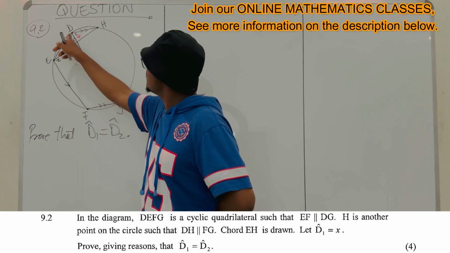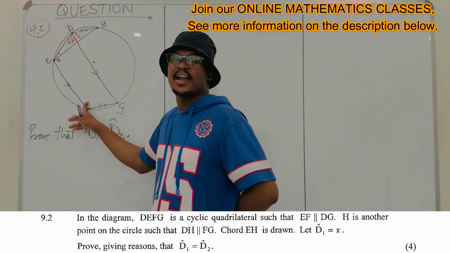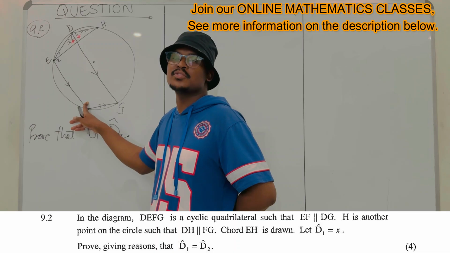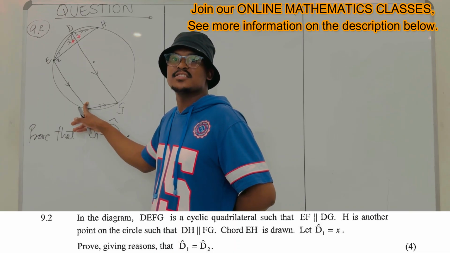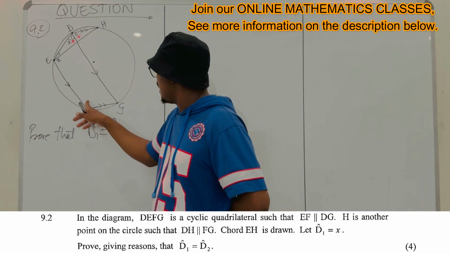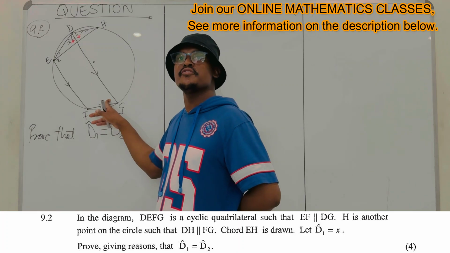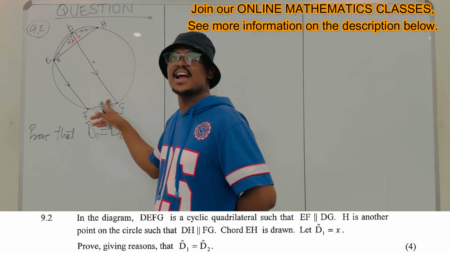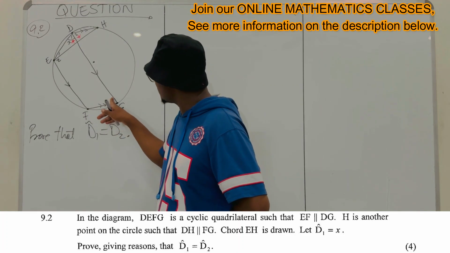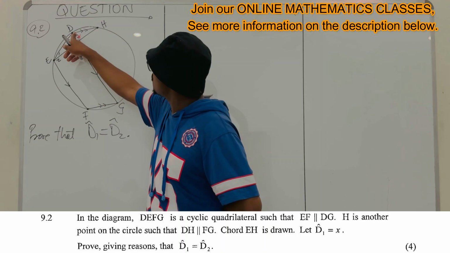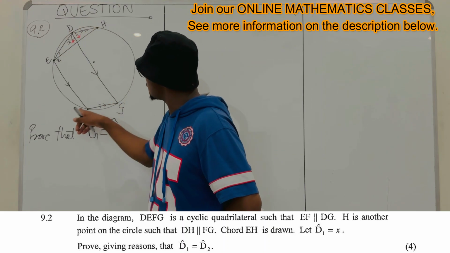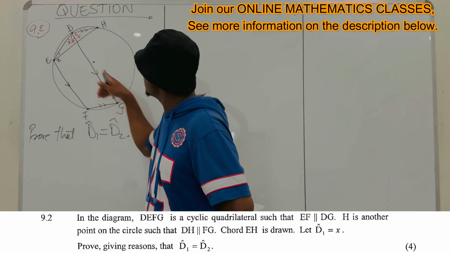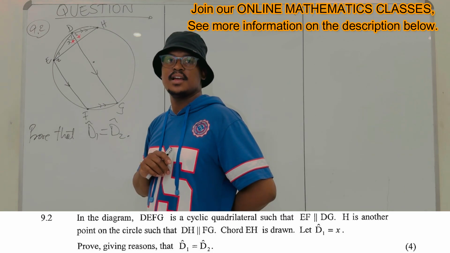So, D1 and F give you 180 degrees because those are opposite angles of a cyclic quadrilateral. Angle F and angle G give you 180 because those are co-interior angles on parallel lines. Then you can see angle G and angle D2 are equal because these are corresponding angles, since FG is parallel to DH. And you're done with this.